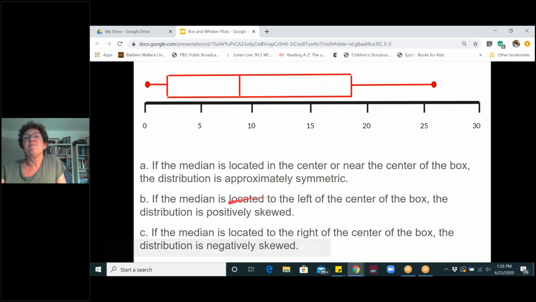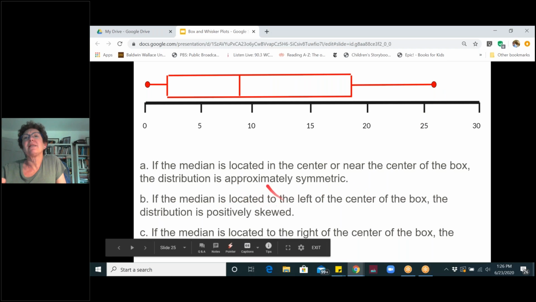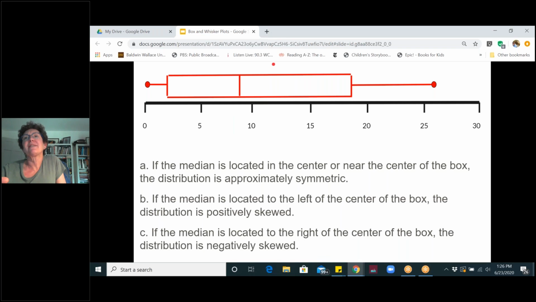It says if the median is located to the left of the center, and remember we said that this would be the center because if we were evenly distributed, the middle of our data would be 13. And so our median is located to the left of the center of the box. So the distribution is positively skewed.